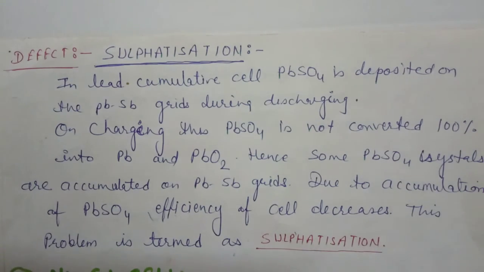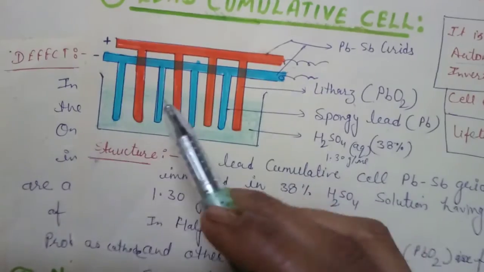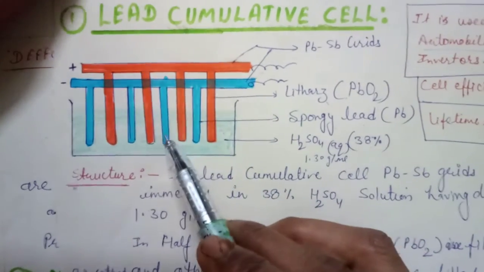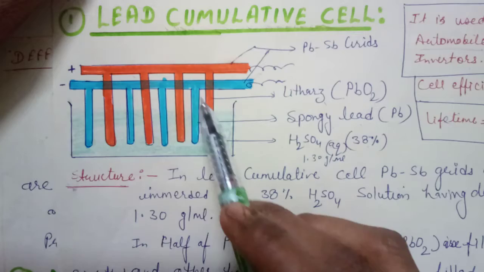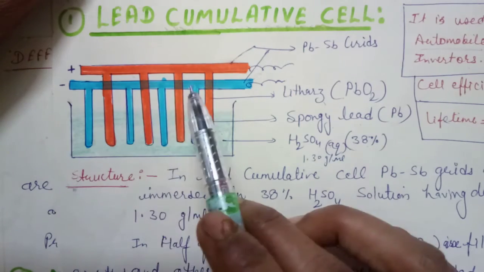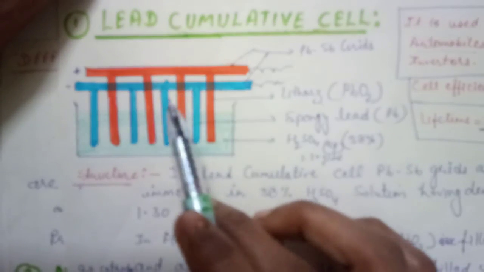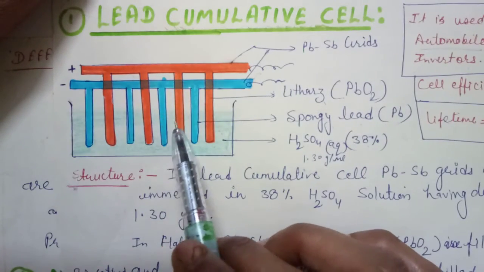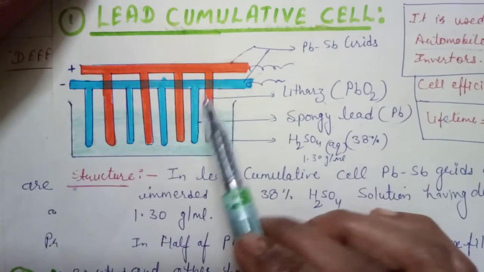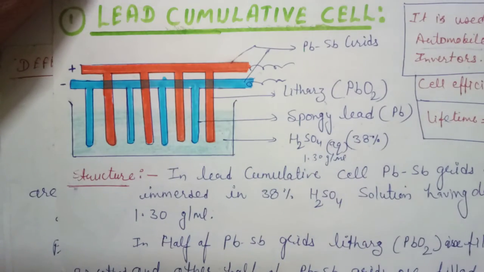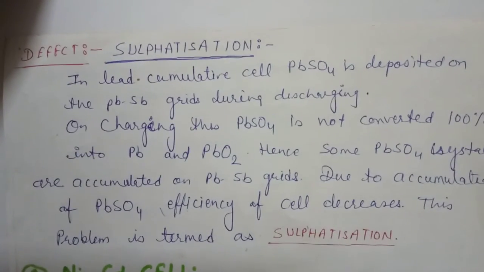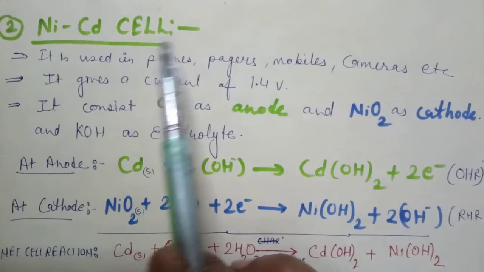Okay, clear? When these grids are filled with PbSO4, then we charge the cell, and during the charging, all the PbSO4 deposited on the grids is not dissolved, and some PbSO4 crystals remain deposited. The deposited PbSO4 increases the resistance and decreases the efficiency of the cell. Okay, this is the only defect of the lead accumulator cell. Clear? Now we will see the nickel cadmium cell.